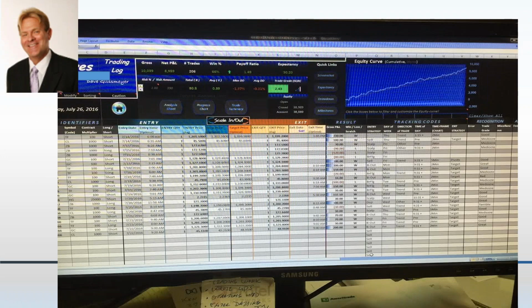All right, now let me show you. This is Dave's equity curve, and this, by the way, is what Dave looks like. How many of you feel like you've taken something away from the presentation today?